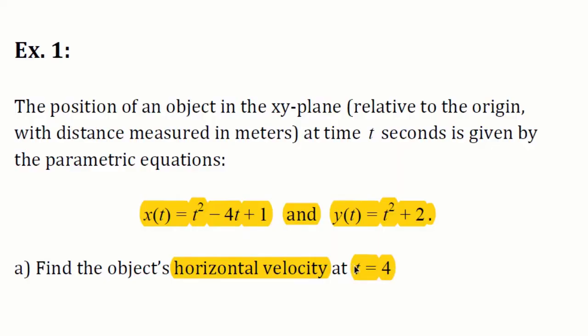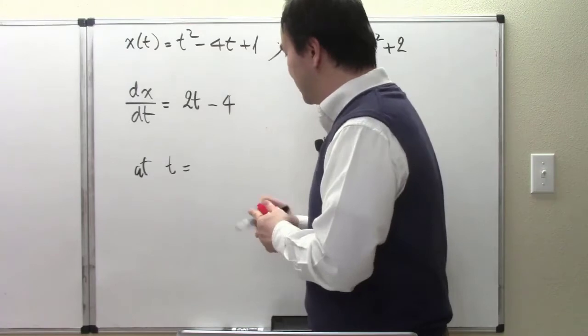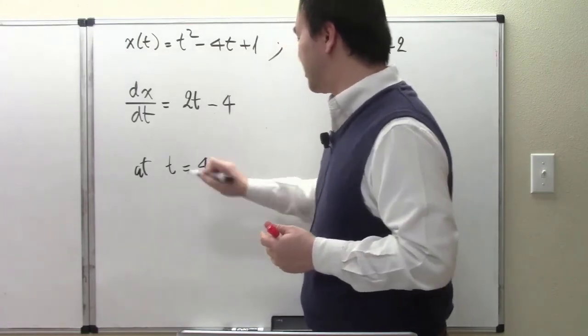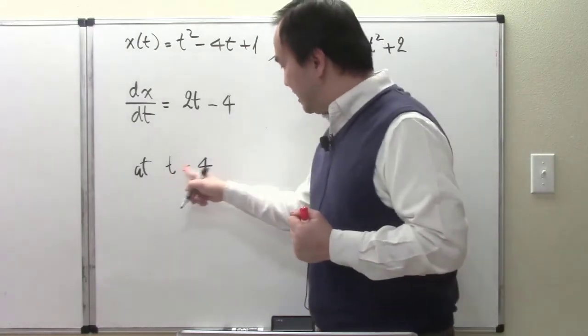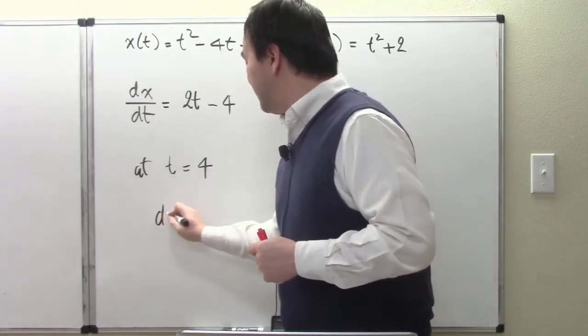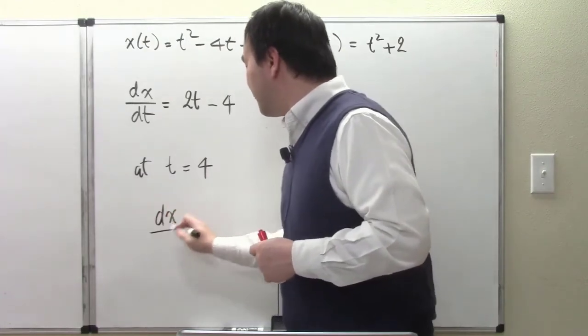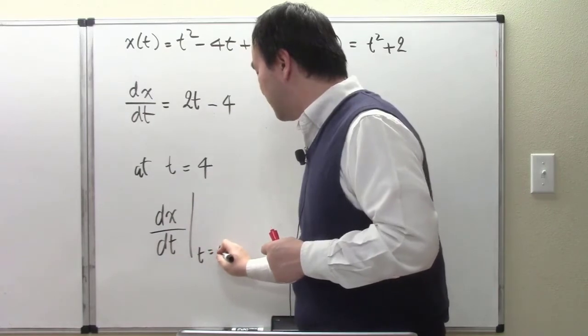Actually, I mean t equals 4, not 1. So now I'm going to switch that to t equals 4, and I apologize if I accidentally said 1 a couple times before. So now at t equals 4, the velocity we're looking for is simply dx/dt, substituting in t equals 4.